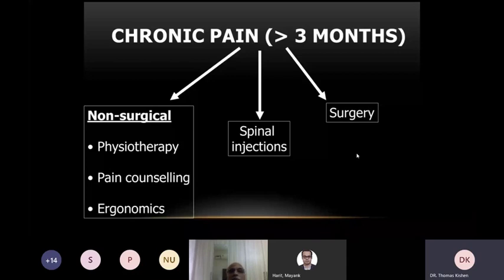Spinal injections are useful in some instances, especially if you think the pain is coming from the facet joints, spinal injections are useful, facet injections are useful. And if you have a surgically treatable problem like spondylolisthesis or spondylolysis, and if your patient has failed a trial of non-operative treatment, then surgery may be appropriate.